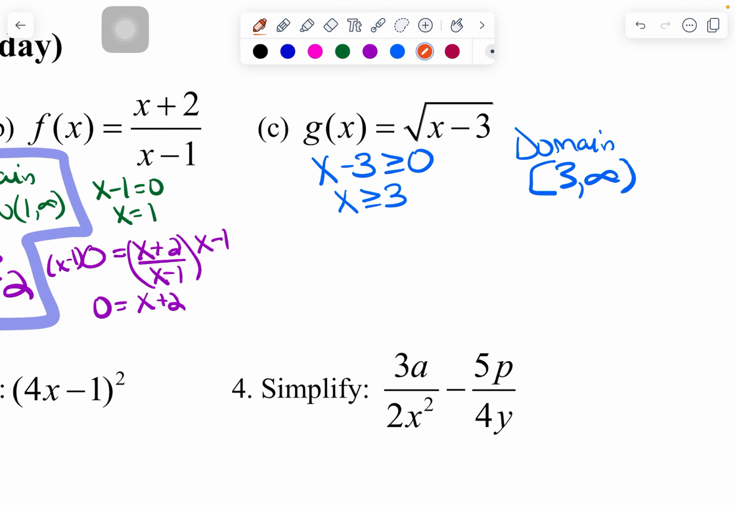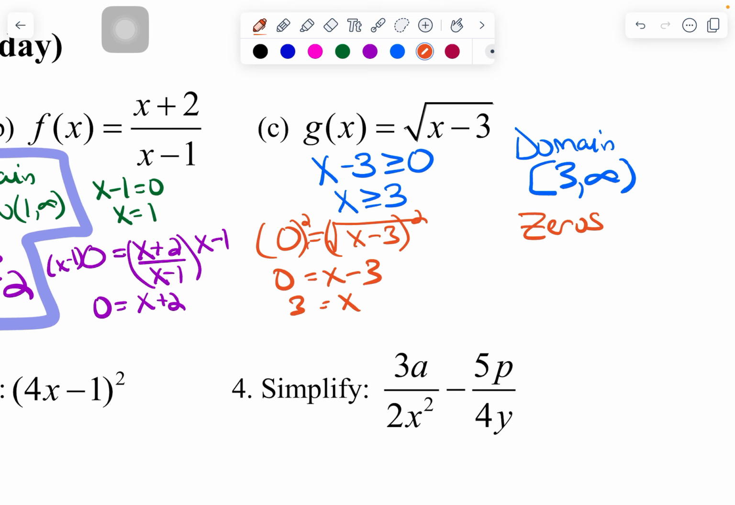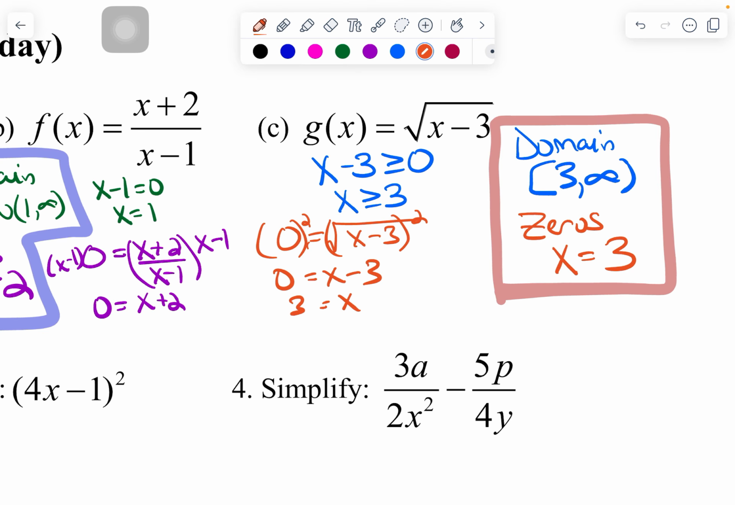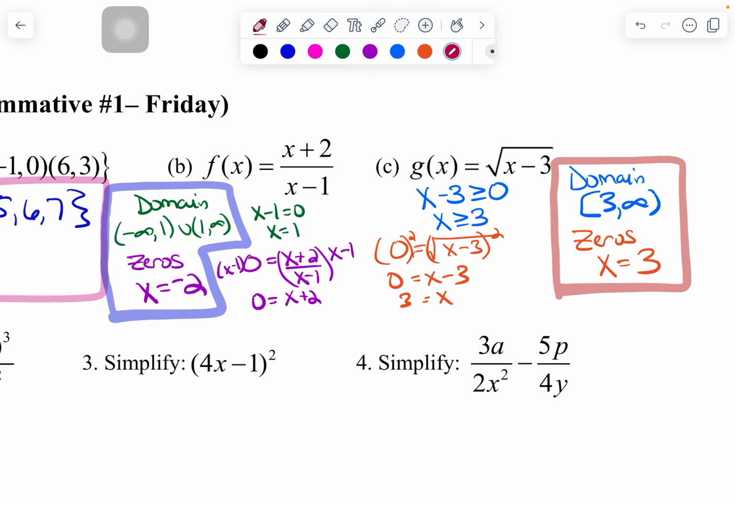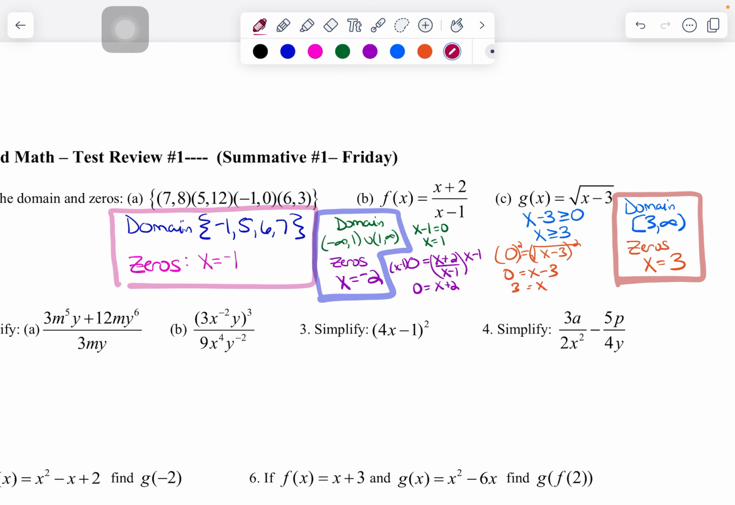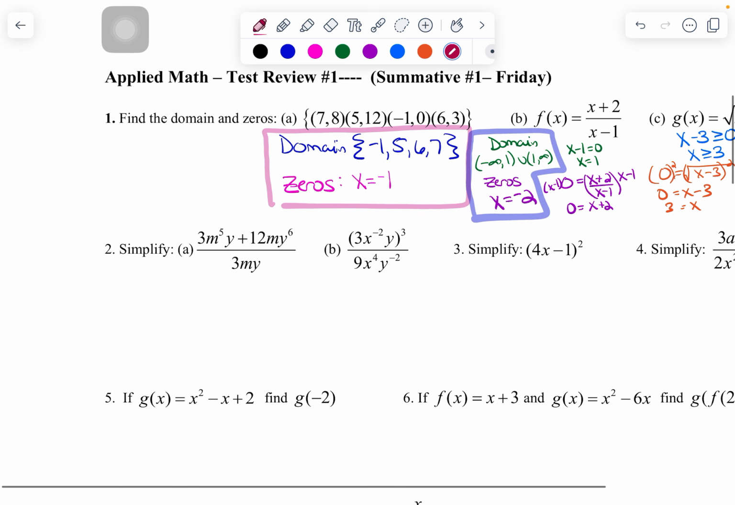And then for the zeros, or zero singular, we're going to take the function, set it equal to 0. I'm going to square both sides, which means 0 is equal to x minus 3, which means x is equal to 3. There's my zero for question part C. So question number 1 asks to find the domain and zeros for all the bits, parts, and pieces. So we've got A, B, C, done.